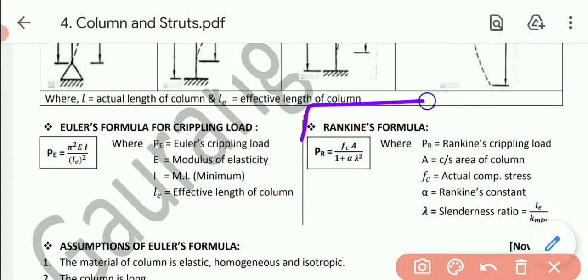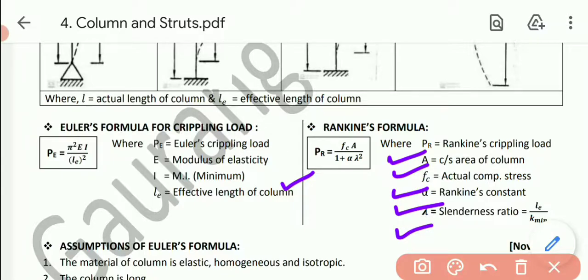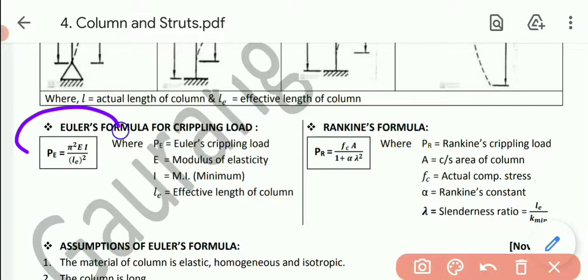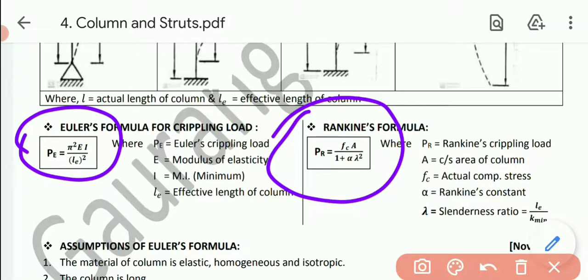And another one is Rankine's formula. Rankine's formula: PR equals FC into A divided by 1 plus alpha into lambda square. In this one, PR stands for Rankine's crippling load, A stands for cross section area, FC is the actual compressive stress, which is always given in the data, alpha is Rankine's constant, which will also be given in the data, and lastly lambda is the slenderness ratio, that is LE by K minimum. We will use either one of these formulas in the examples.